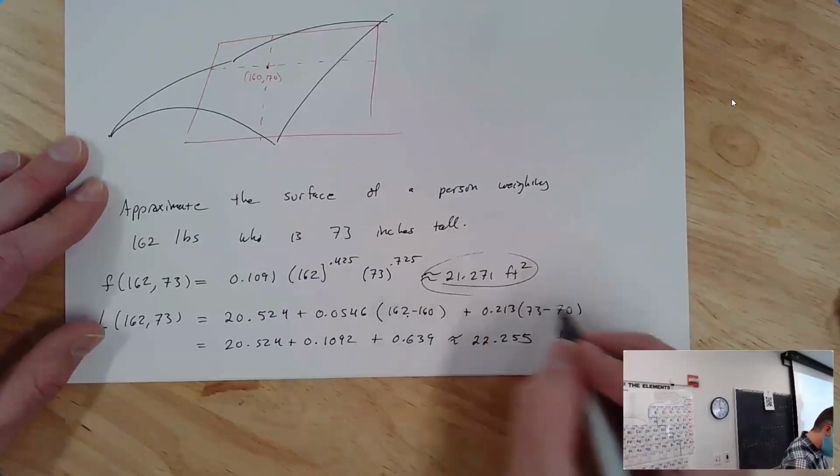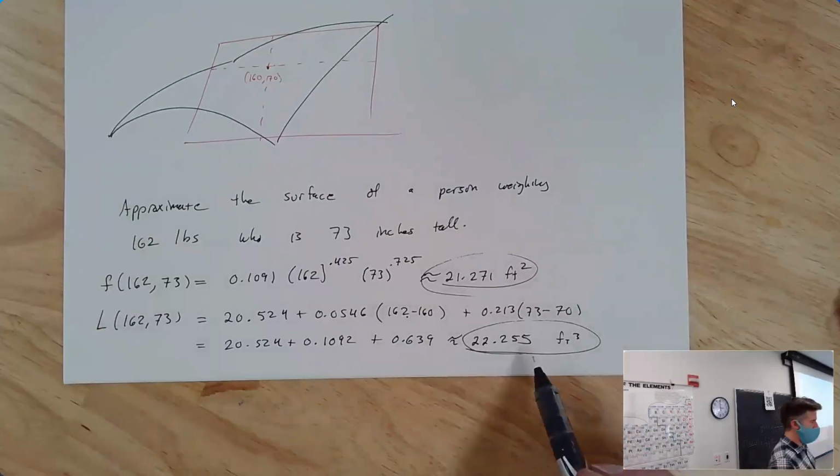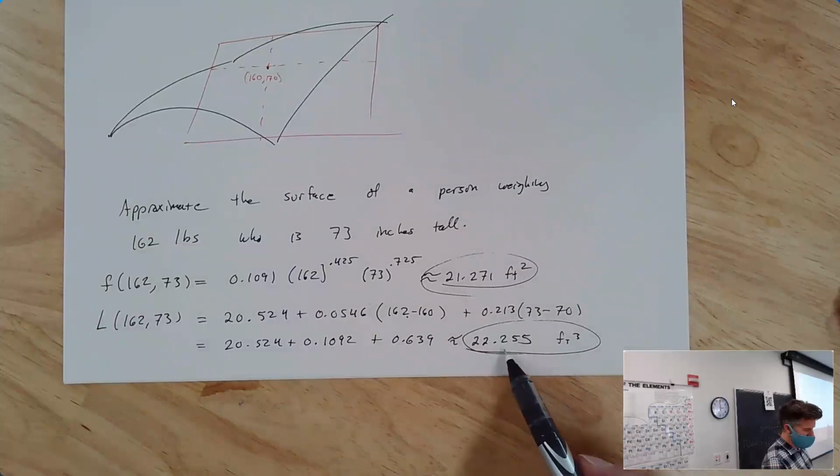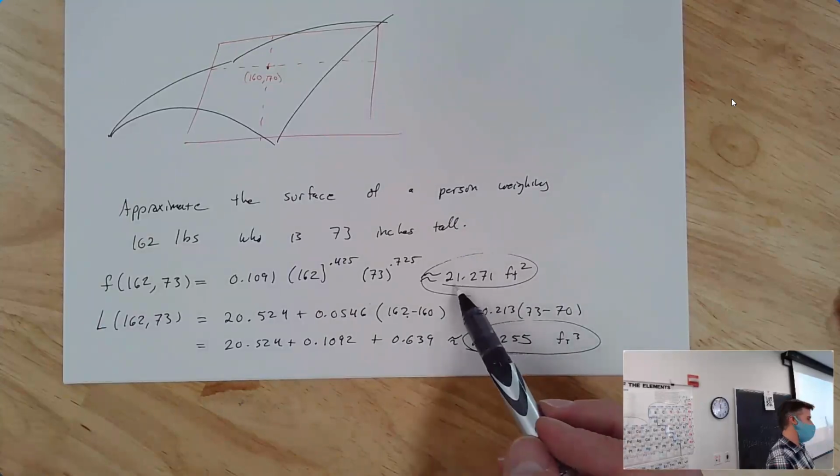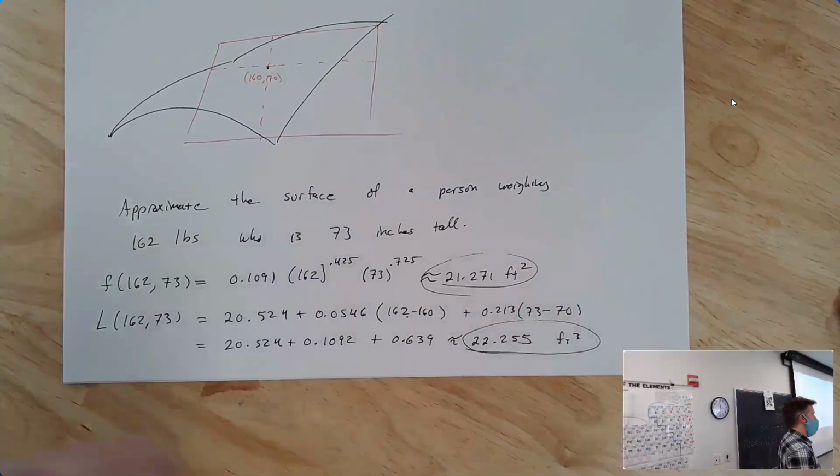So pretty good approximation, right? Our approximation of a little more than 22 square feet is not that far out from the actual value of a little more than 21 square feet. Big picture, we use these linearizations to approximate a specific value, not generally. Because as you move further and further away from the point of tangency, you move further and further away from the function value and you get a less good approximation.